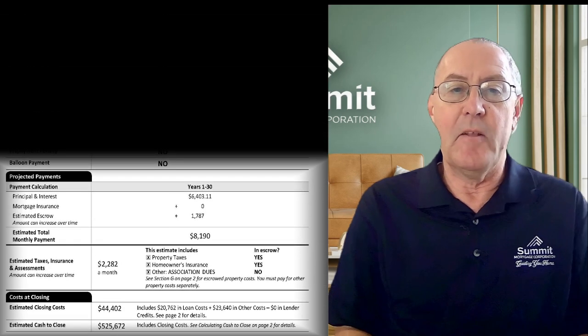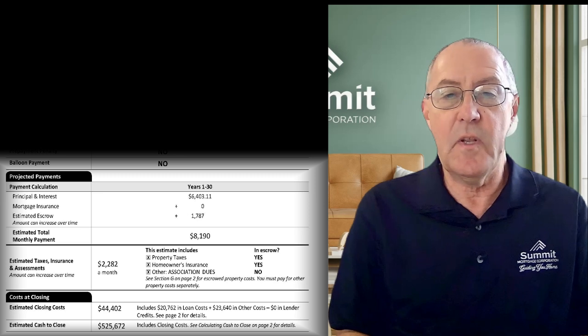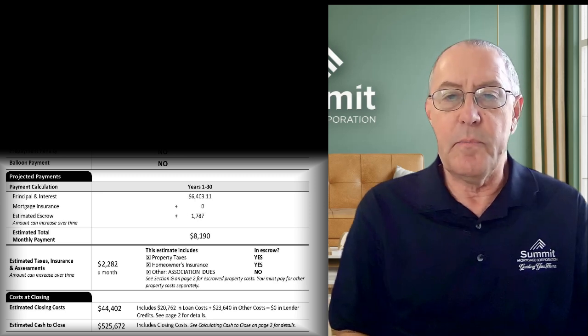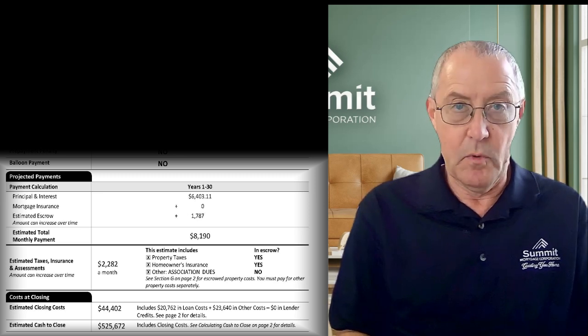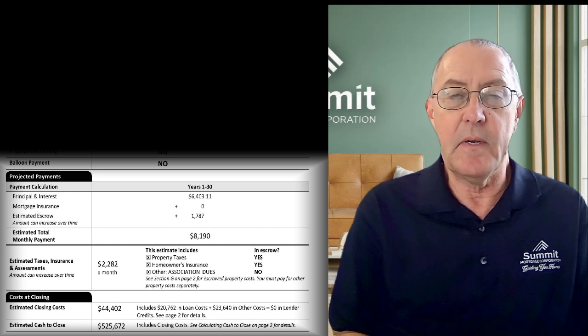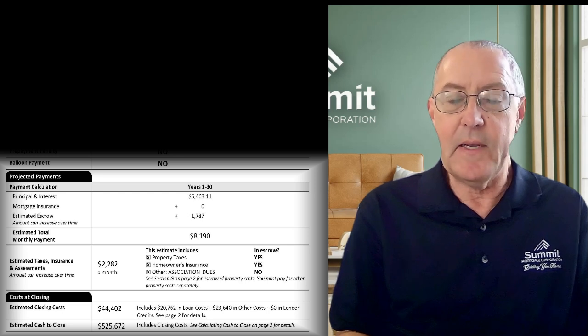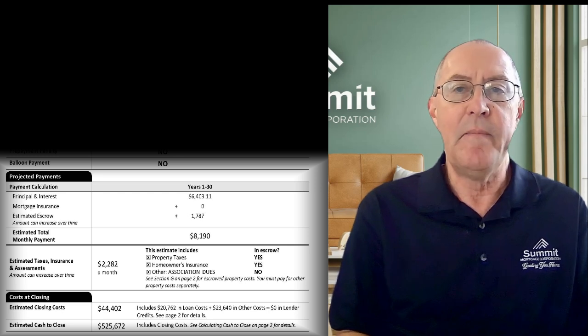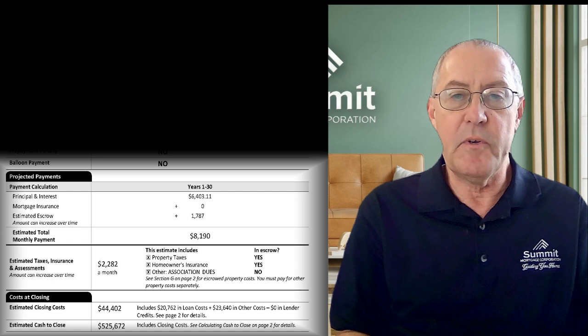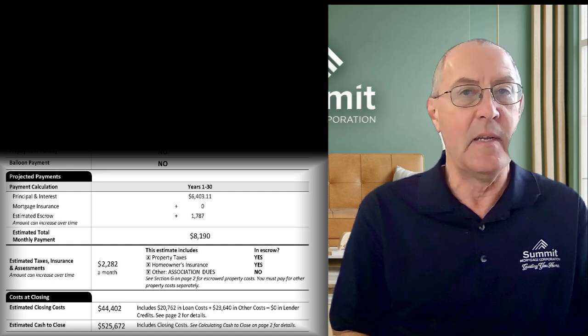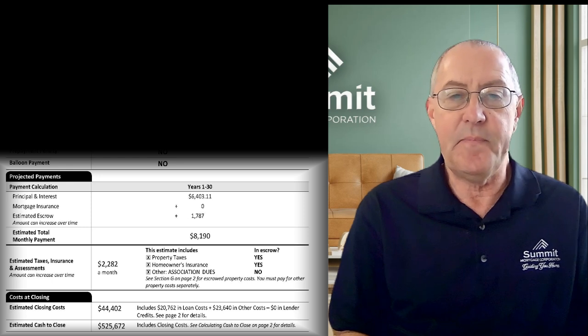The bottom part, let's go down to that. This is really about your payments, right? You'll see the principal and interest there again. If you're paying mortgage insurance, it'll be itemized. Estimated escrow: if you are paying your property taxes and your homeowner's insurance monthly with your principal and interest, that will show up there. So you're going to see an estimated total monthly payment.